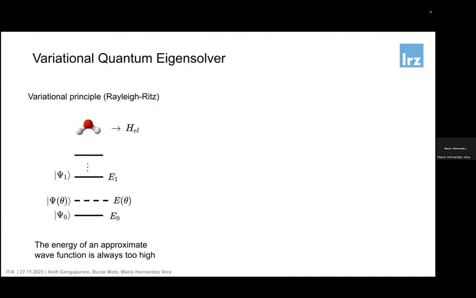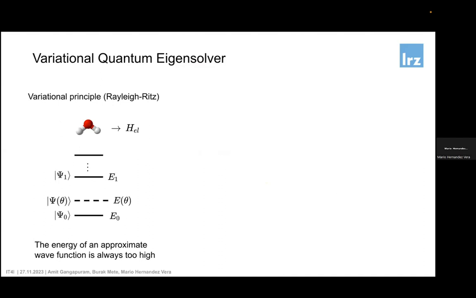So in the next slide, I will talk about basic aspects of VQE. When we apply VQE for chemistry, we start with the variational principle in quantum chemistry, which is a very powerful principle used by several algorithms.